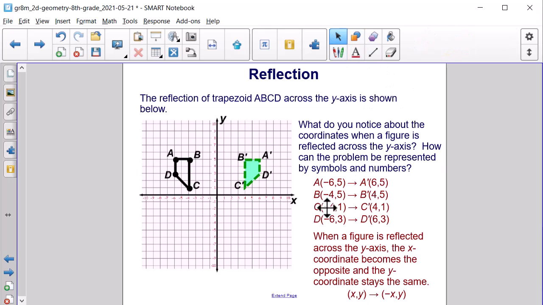And this slide shows the solution that we did find on the previous slide. We went from -6, 5 to 6, 5, -4, 5 to 4, 5, and so on. And we found that when a figure is reflected across the y-axis, the x-coordinate becomes the opposite and the y-coordinate stays the same. In symbolic terms, that is saying that x comma y becomes -x comma y.